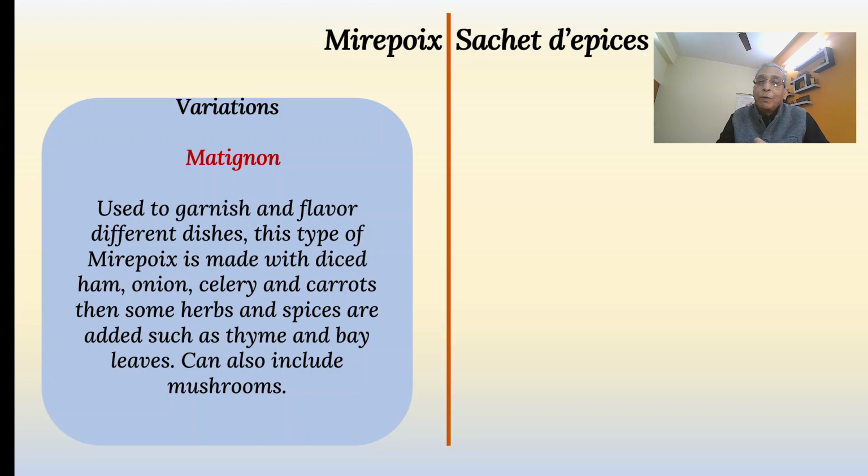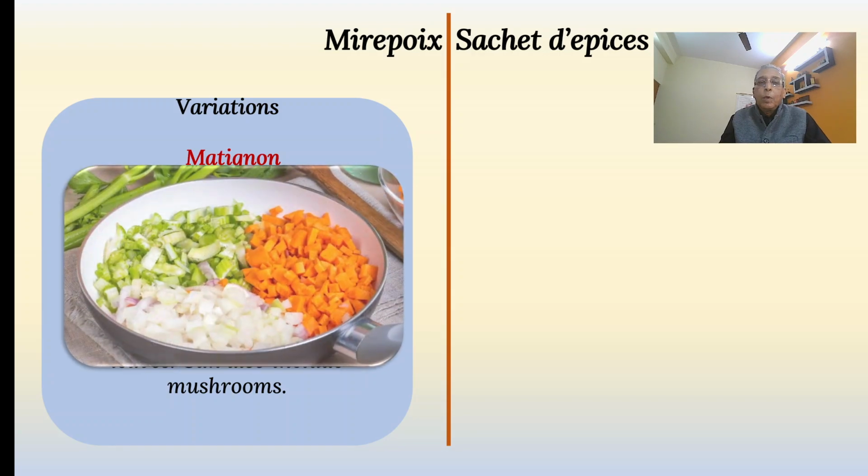Sometimes when roasting we use a Matignon of vegetables, which is cooked along with the roasting item and then served along with the roasted item. So Matignon is inclusion of ham, onion, celery and carrots. Then mushroom is also there for the flavor, and thyme. And this is the image you can see. This is the image of a simple and basic mirepoix.